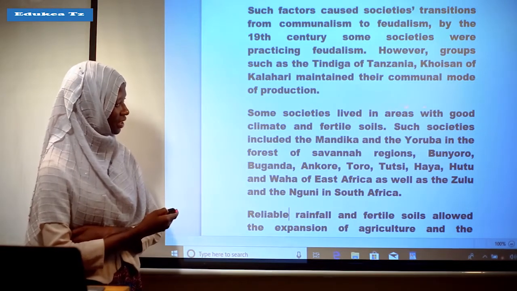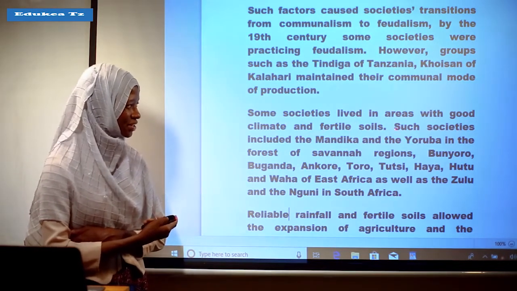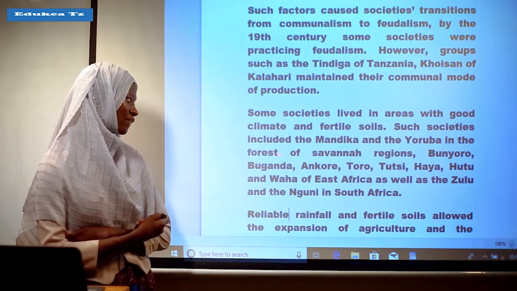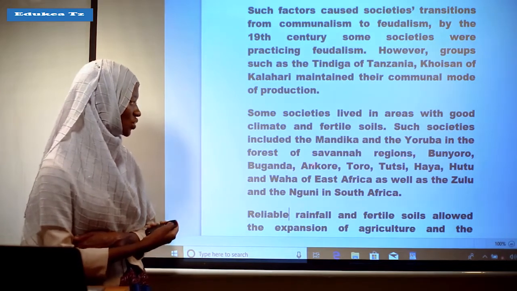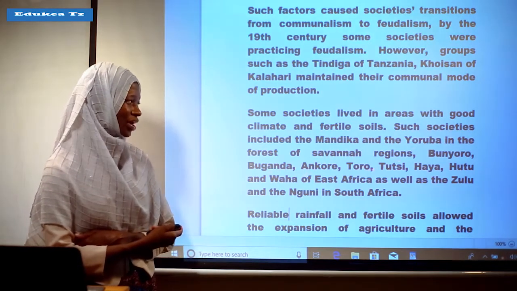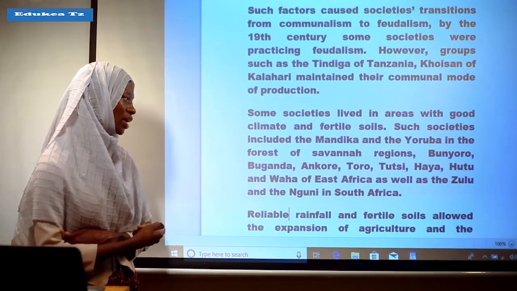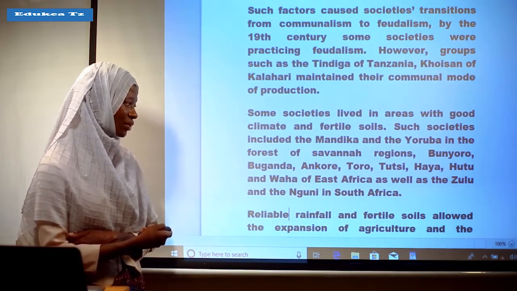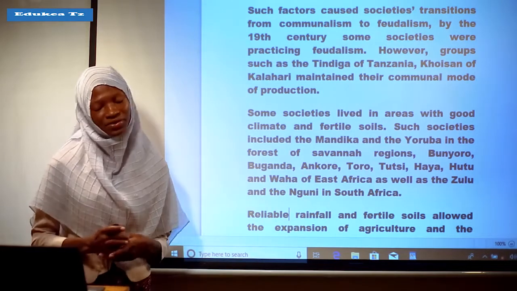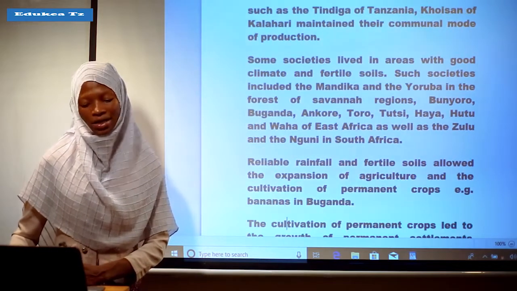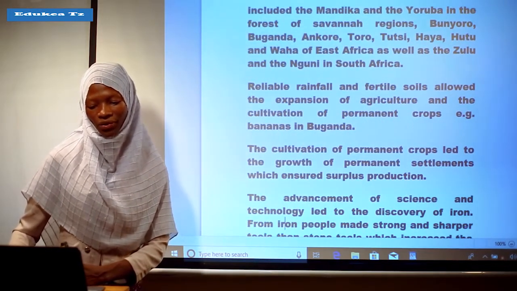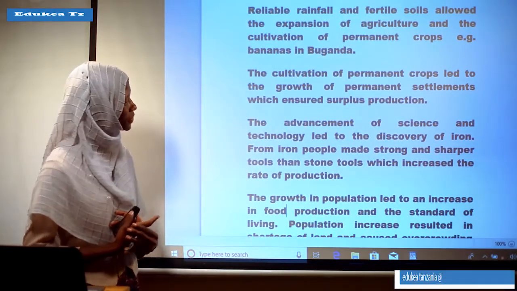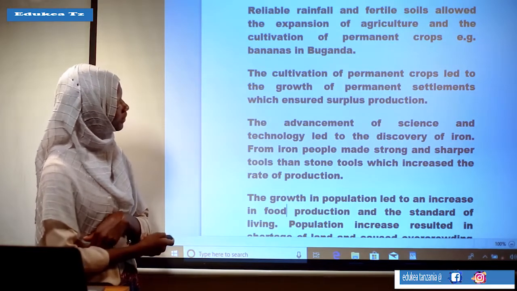Some societies lived in areas with good climate and fertile soil. Such societies included the Mandika and the Yoruba in the forest and savannah region, Bunyoro and Buganda, Ankore, Toro, Tutsi, Haya, Hutu, and Yao of East Africa, as well as the Zulu in South Africa. Examples of those societies that underwent the transformation from communalism to feudalism are, as I said, those at the previous.